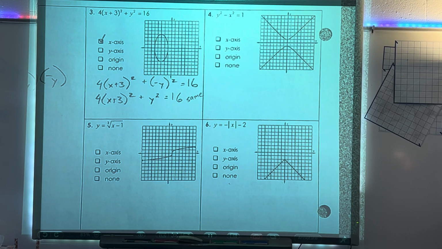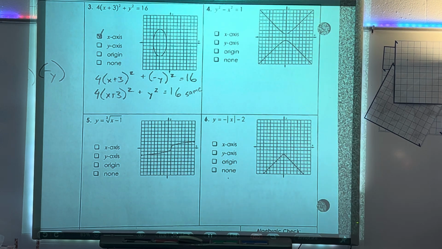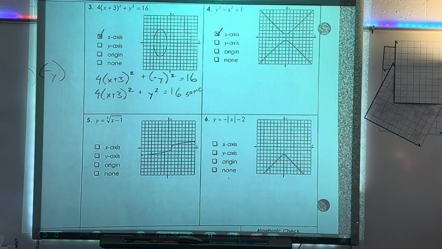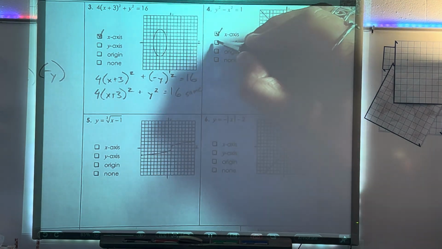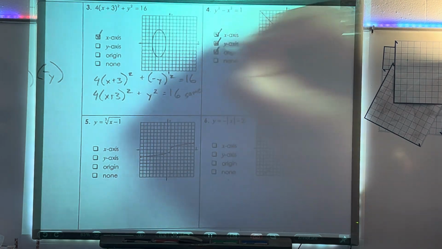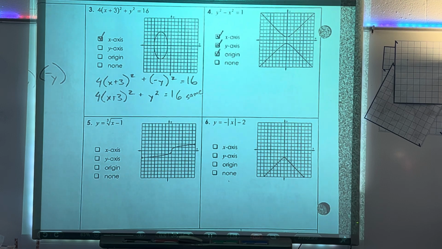Alright, so does it look like x-axis, top and bottom? Yes. Okay, does it look like y-axis, left and right? Yes. Does it look like the origin? Yes, meaning the diagonals. Okay, so I really don't have to check 3 things, but I do have to check 2. Does that make sense? No.